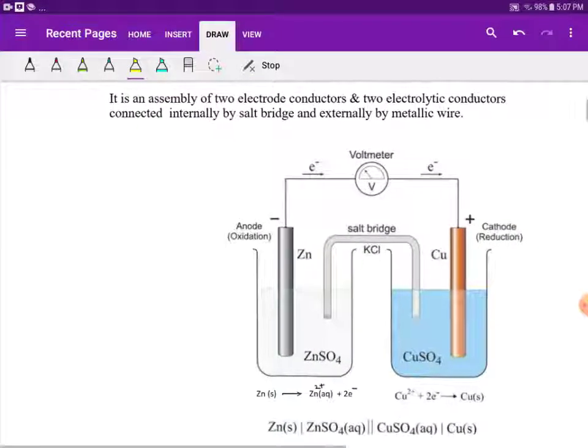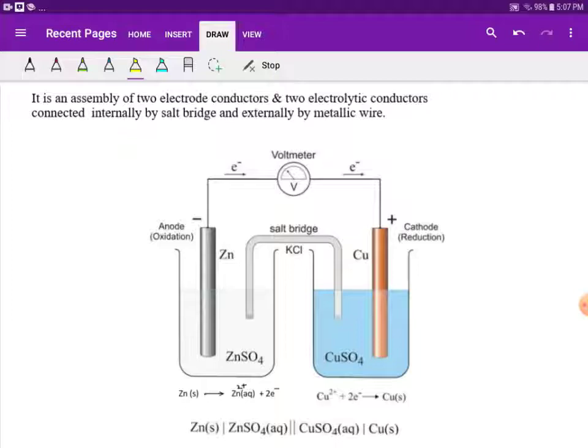Actually, it is an assembly of two electrode conductors and two electrolytic conductors connected internally by means of a salt bridge and externally by means of a metallic wire. A typical example is a Daniel cell consisting of zinc in zinc sulfate and copper in copper sulfate solution.